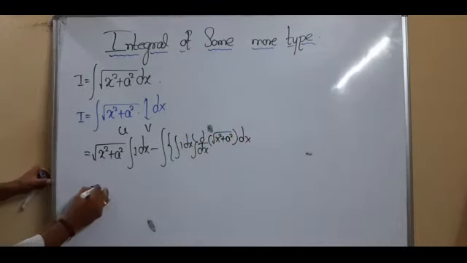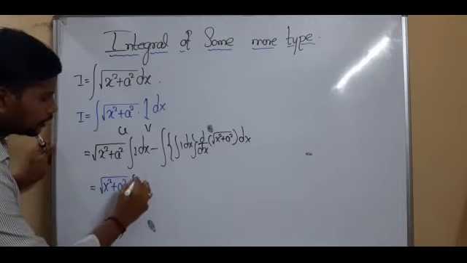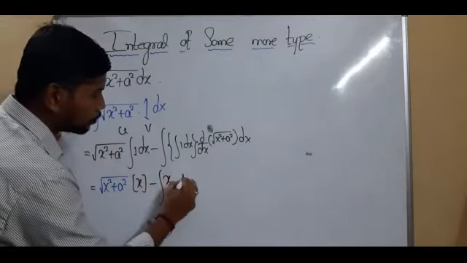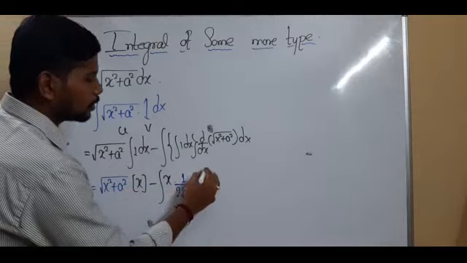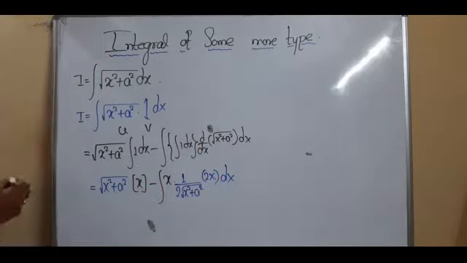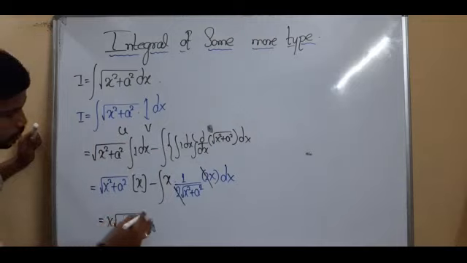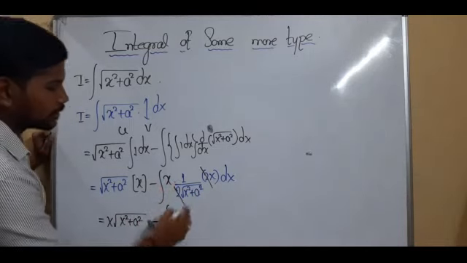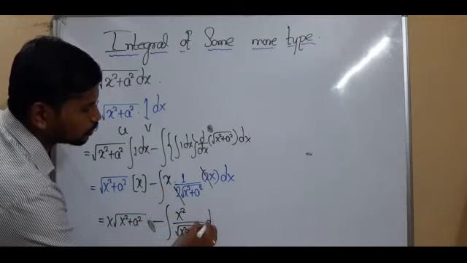The next step will be square root of x square plus a square times the integral of 1, which will be x, minus the integral of x times the derivative of the square root function, which will be 1 divided by 2 root of x square plus a square. Got it? The derivative of x square will be 2x, and the derivative of a square will be 0. Leave it into dx. Fine. The 2 will be cancelled. The next part will be x square root of x square plus a square minus the integral of x into x, x square, over the denominator x square plus a square, into dx.